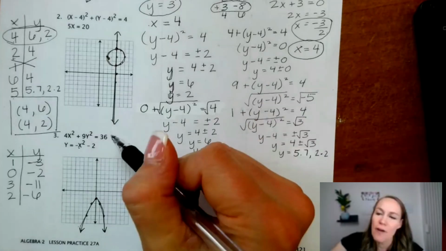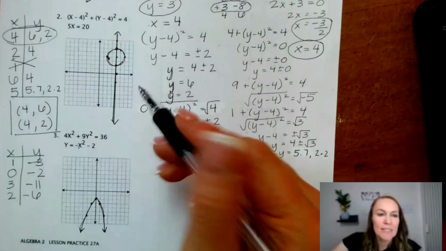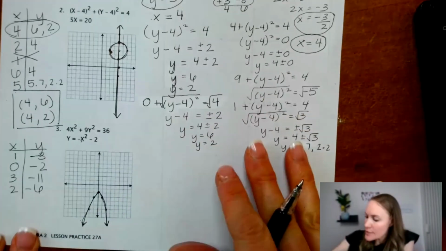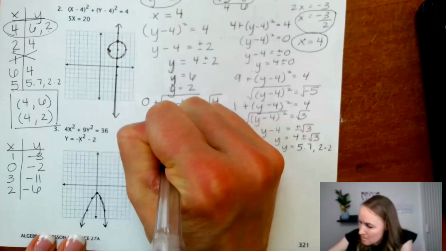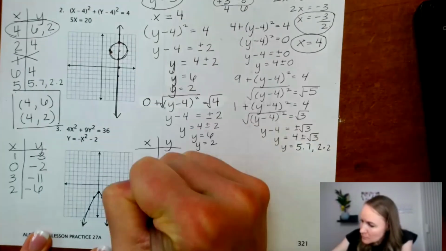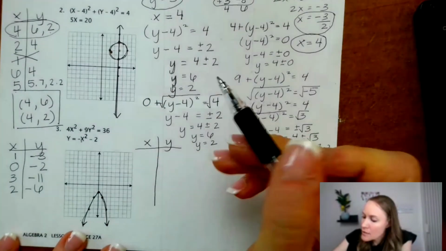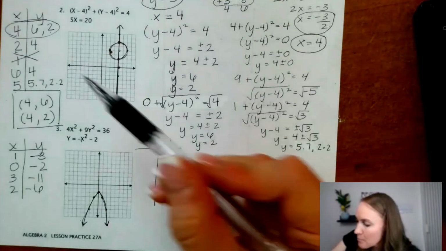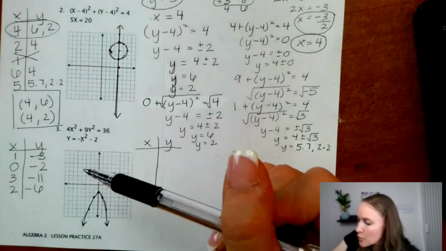Okay, let's go ahead and graph out our ellipse. So we'll just make an XY table for the ellipse. And let's see. Let's go ahead and graph.